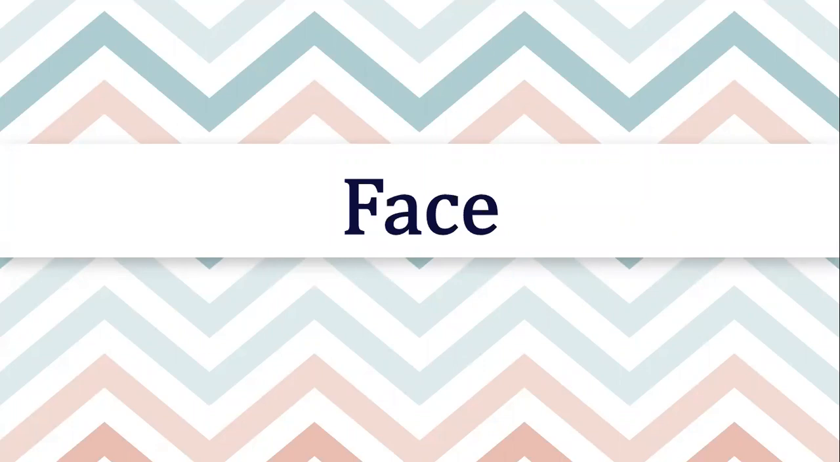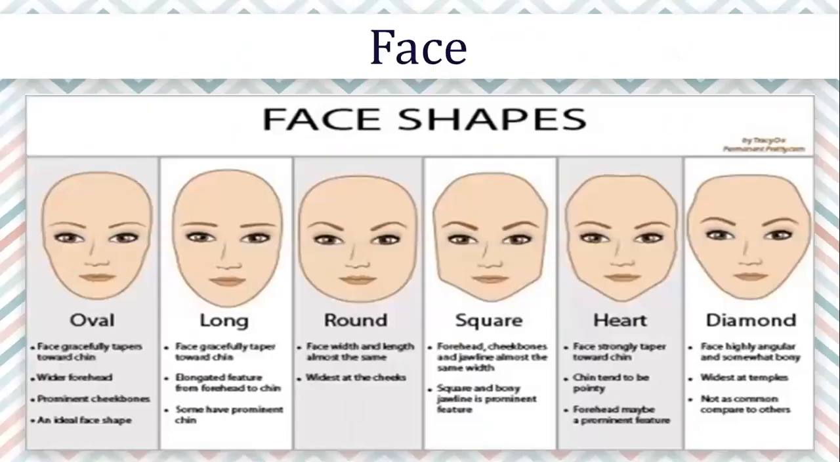Face. That's the most important part whenever you are describing a person by their appearance. The first thing that comes to mind whenever you're talking about the face is the shape of the face. Is it oval? Is it long? Is it round? Is it square? Is it a heart shape or a diamond shaped face?